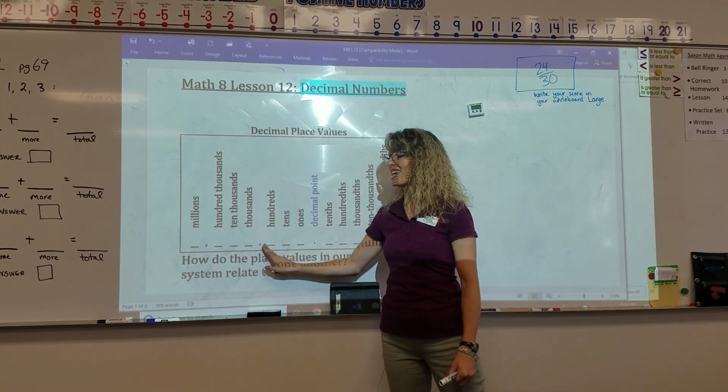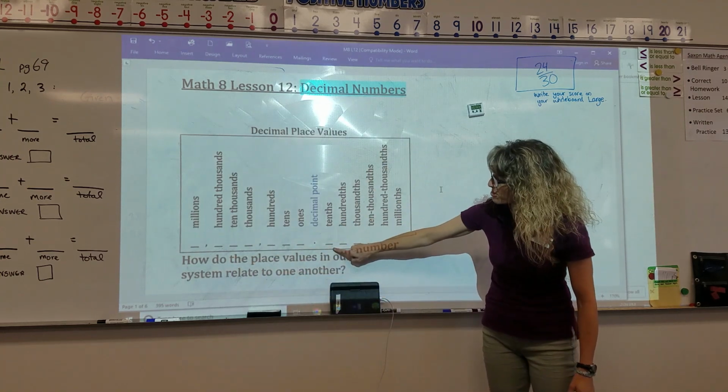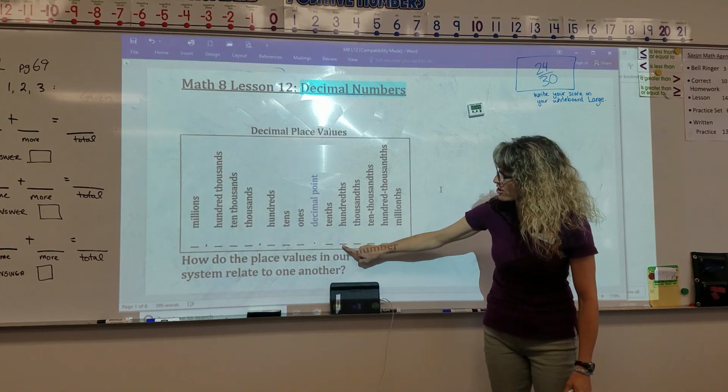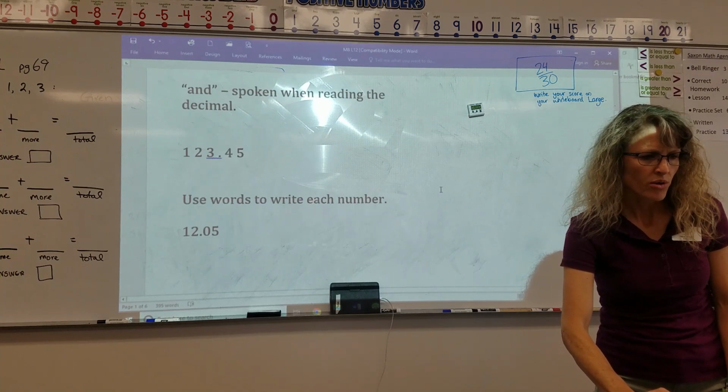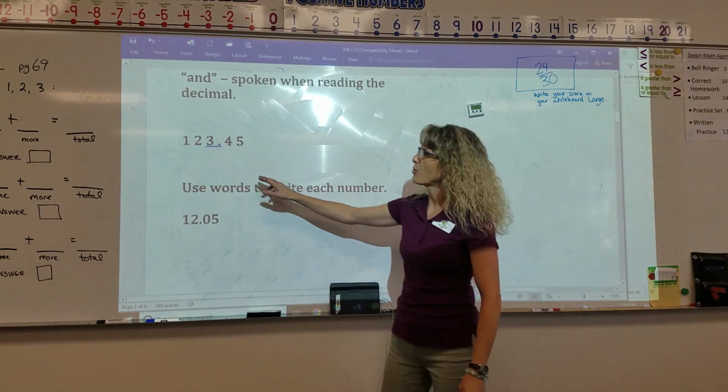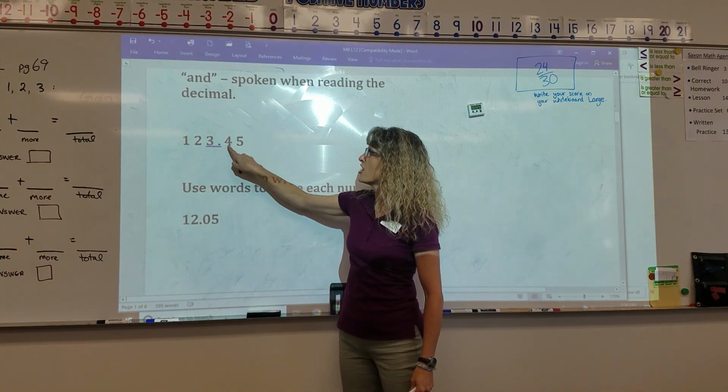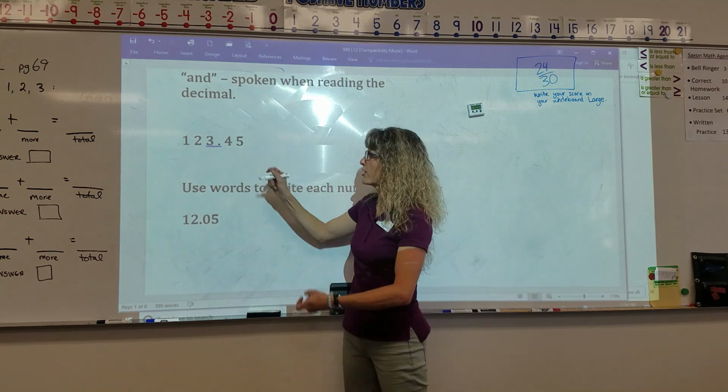To the left, we get 10 times bigger. We'll review quickly. Tenths place, hundredths place, thousandths place, 10,000ths. We're going to do a few places to the right of the decimal today. So how do I say decimal numbers? I say 123 and 45. Think about the place value of the 5.